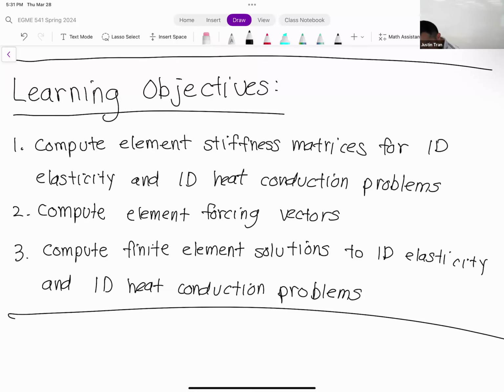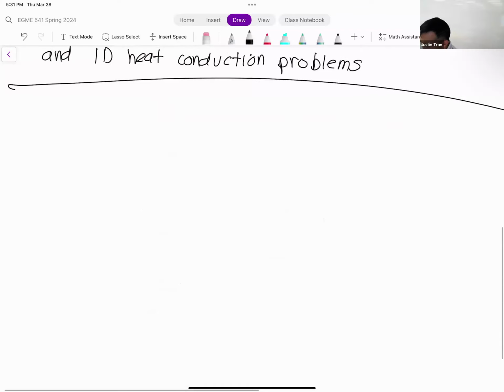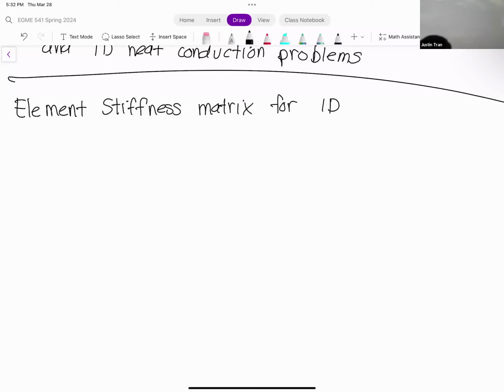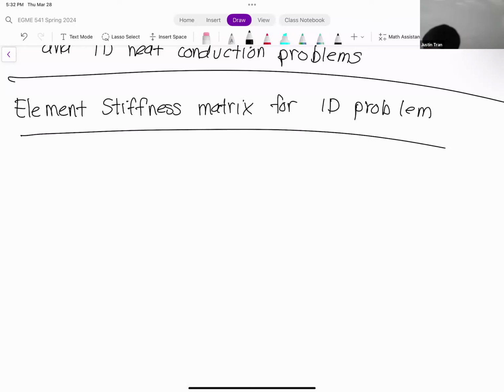And so the very last thing that we went over last time was that we went through all these derivations, we took the weak form, we applied a linear shape function to it, and we ended up with an expression for our element stiffness matrix. So this is our element stiffness matrix for 1D problems.